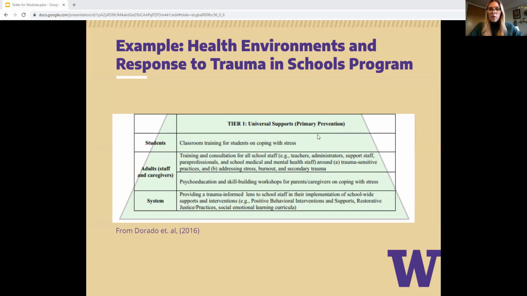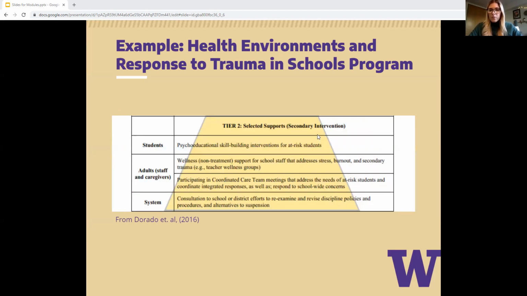Tier 1 involved school-wide changes in the learning environments to promote safe, supportive, and trauma-informed practices. At the universal level, all students received training on coping with stress. School staff participated in training on trauma-sensitive practice, social emotional learning curricula, and addressing stress and secondary trauma. Caregivers were offered skill building workshops on coping with stress.